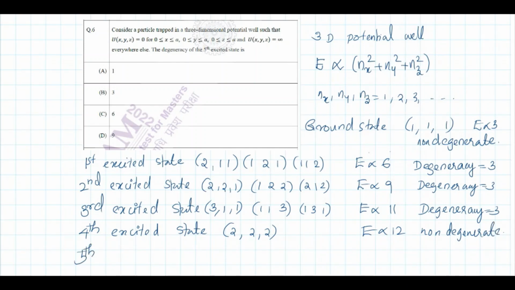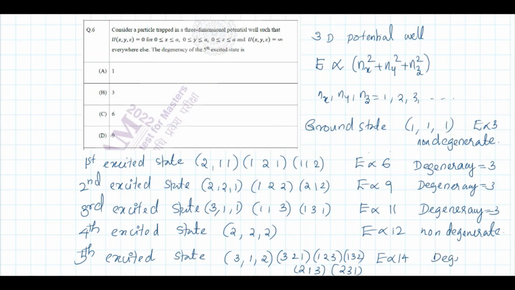What about the fifth excited state? What is the next possibility? It is simply 3 1 2. So energy will be proportional to 14. What is the degeneracy? It can be 312 or 321 or 123 or 132 or 213 or 231. So degeneracy is 6. All those correspond to energy proportional to 14. So the degeneracy is 6 for the fifth excited state. The correct option is option C.